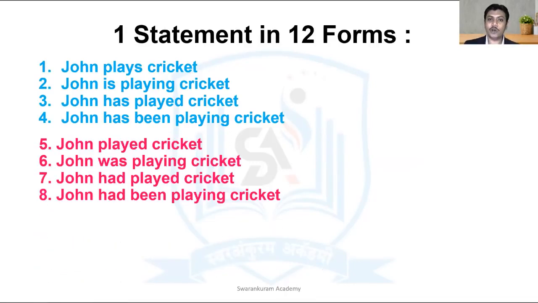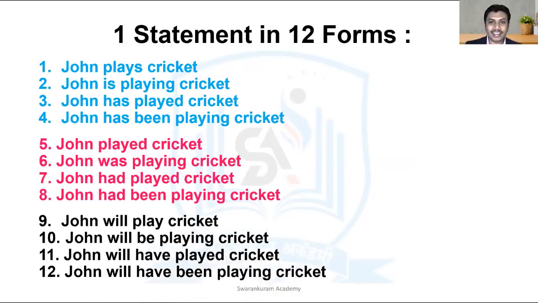For past: John played cricket, John was playing cricket, John had played cricket, John had been playing cricket. John will play cricket, John will be playing cricket, John will have played cricket, John will have been playing cricket. So easy to understand. Now you can take any statement and convert it into the 12 forms.